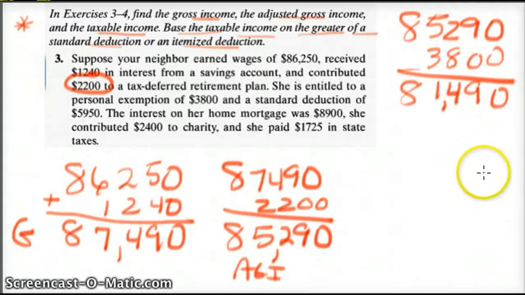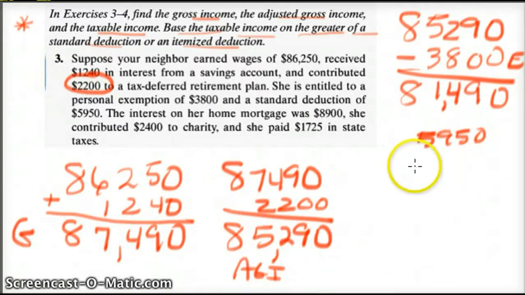Okay, so $81,490. Now, the question really is, since we subtracted the exemption, we need to subtract his deduction. What is his choice? Well, you could have the standard deduction of 5,950, or we could add all these other items if they qualify.